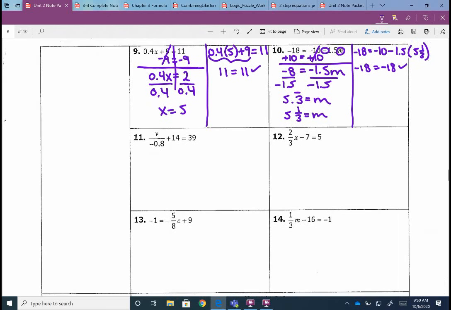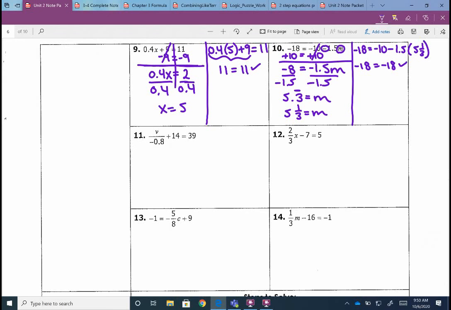Now for the rest of these, I'm not going to show the check just to save us a little time today. At this point, you should be able to check yourself. If not, make sure you ask how to check. We've shown it a lot. We've had a lot of opportunity to practice it. So if you're still not sure how to check, let us know.